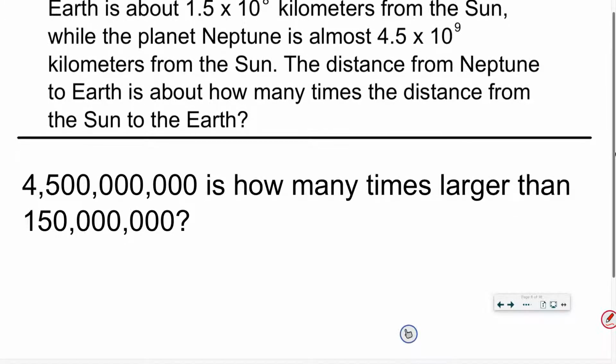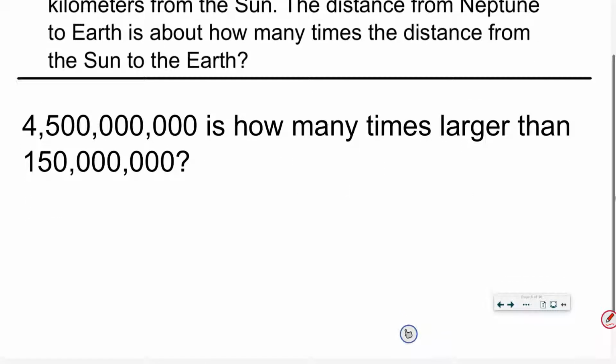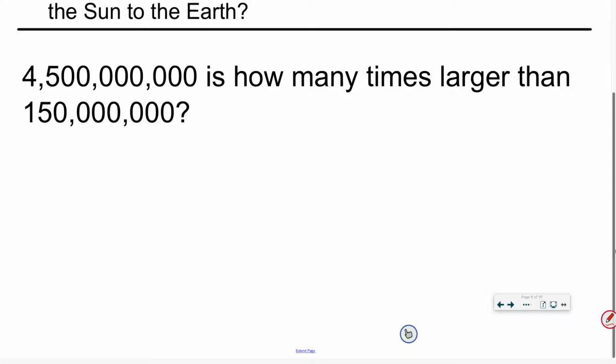So how would you divide that? What would you do if I said to find how many times greater 4.5 billion is than 150 million? What would you do? Okay. How would you do that? We're going to do it all broken out first, and then I'm going to show you how to do it in scientific notation, so you can figure out which way. How would you do that?